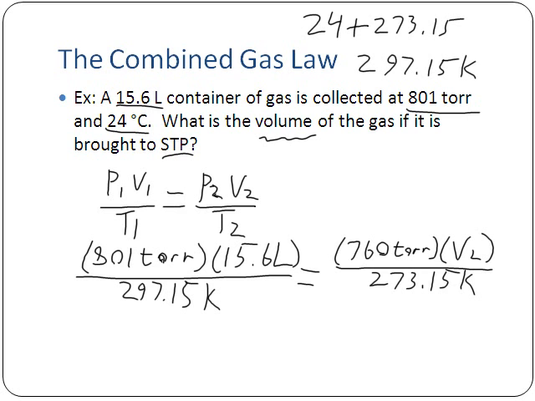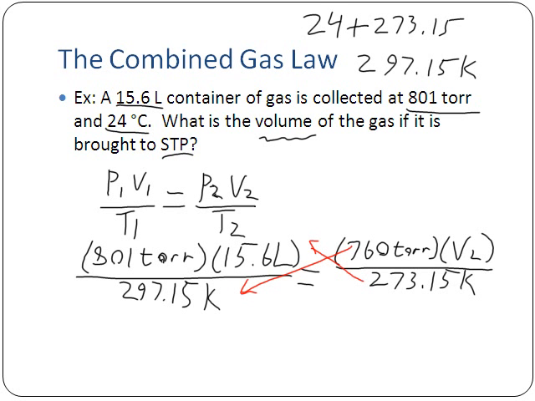So this is what we have here. We want to solve for V2. To solve for V2, we're basically going to do a little bit of cross multiplication. So we can do 801 torr times 15.6 liters divided by 297.15 K. But we want to take the 760 and move it on bottom, the 273.15 and move it on top, and multiply those up. That should give us our final answer here.